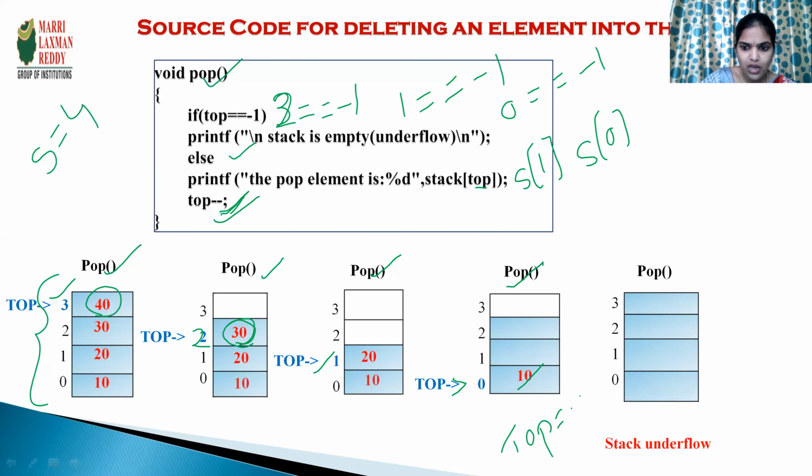Top is reaching -1. Again I'm trying to perform a pop operation. Now I'm checking the top condition. Now, is -1 equal to -1? Yes, it is true. So it prints that the stack is underflow.